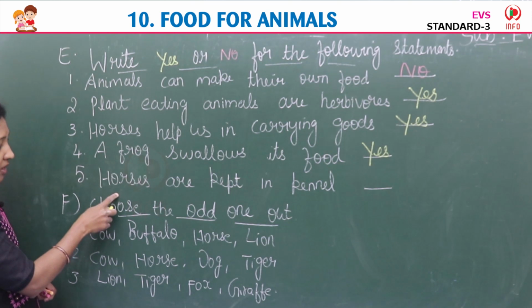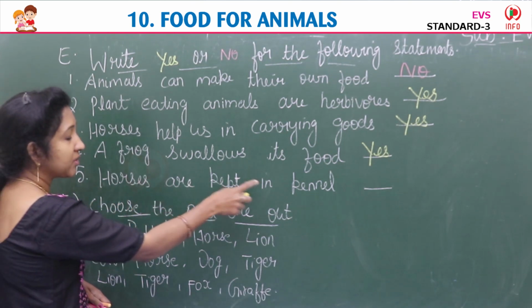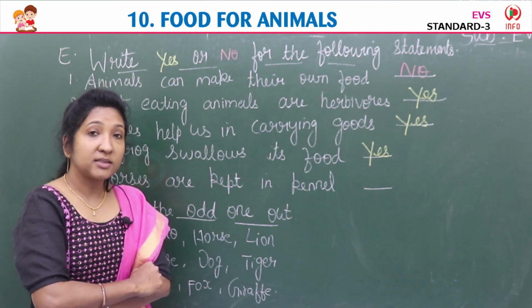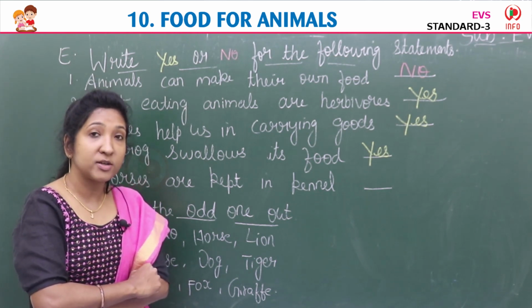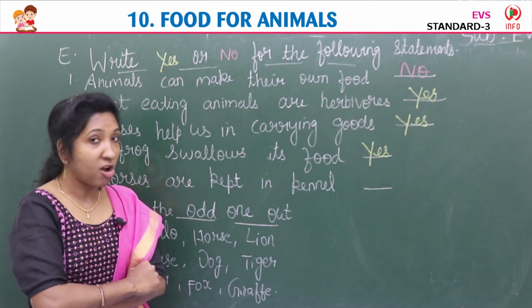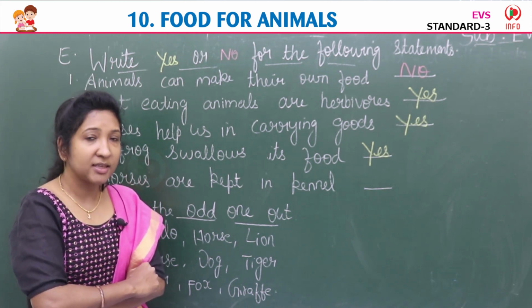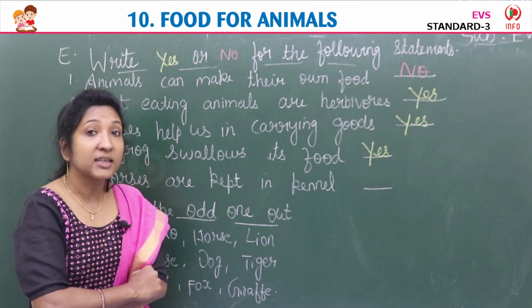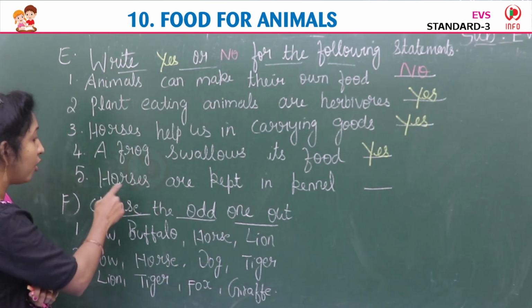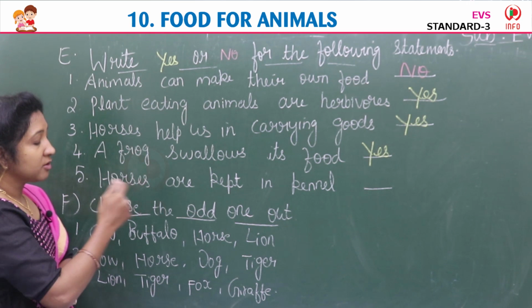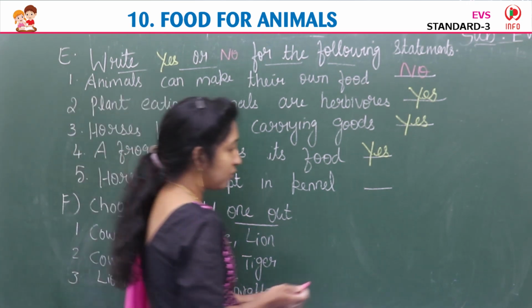Now the last statement. Horses are kept in kennel. Is it true, children? What is the home of a horse? Home of a horse is stable, not kennel. Who lives in a kennel? Yes, dog lives in a kennel. So here they have given horses are kept in kennel. It is a wrong statement. So the answer is no.